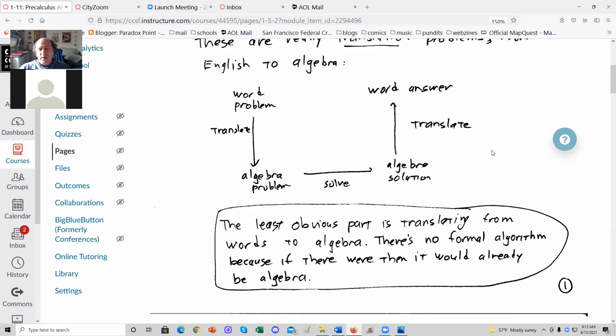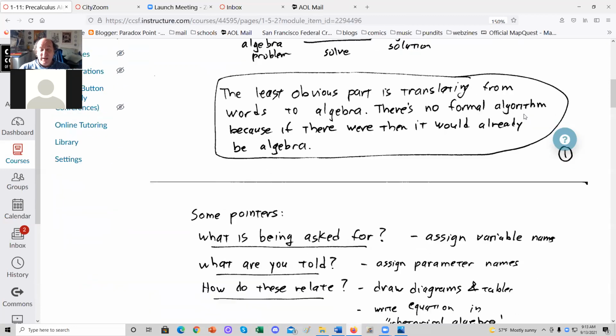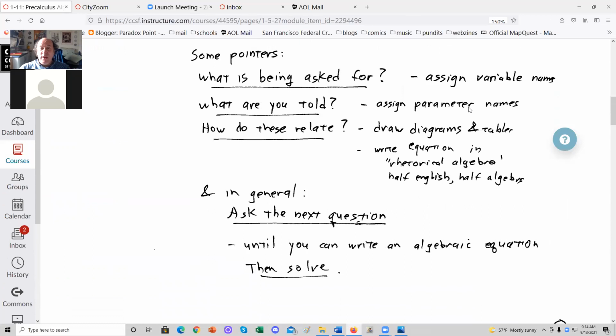So the best I can do to go from something as elusive as a word problem to something as precise as an algebra problem is use your intuition. That's not much of an answer, I admit, but there are some basic things. First of all, the very first thing you should ask is what is being asked for. How do you answer a question without knowing what the question is? In general, give variable names to what is being asked for. Then there's also what are you being told?